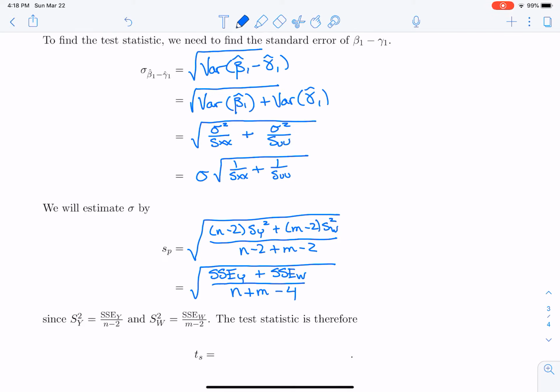Now, what's the test statistic? Well, we want to compare beta 1 hat to gamma 1 hat. And then we want to divide that, of course, by the standard error, which is S P times the square root of 1 over s sub xx plus 1 over s sub u. And that would be the test statistic that we would use, and we would use the standard kind of rejection region for that test statistic.